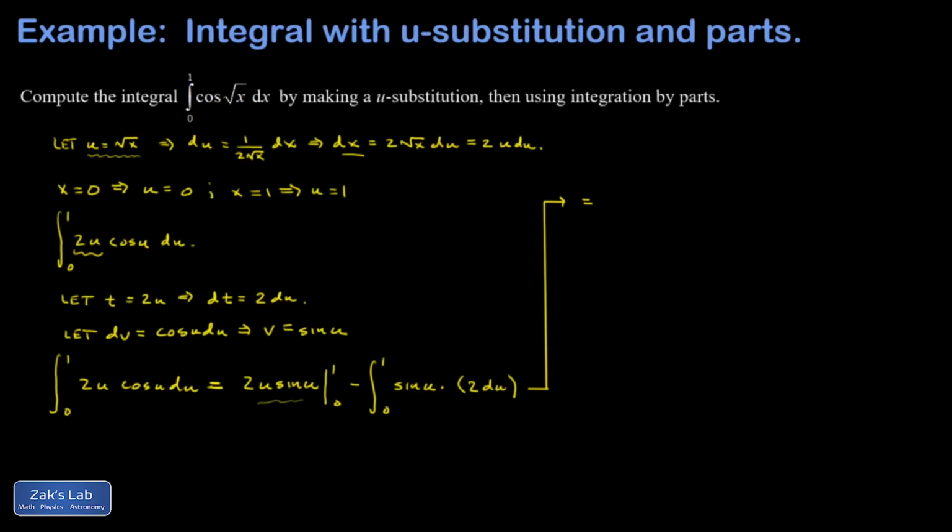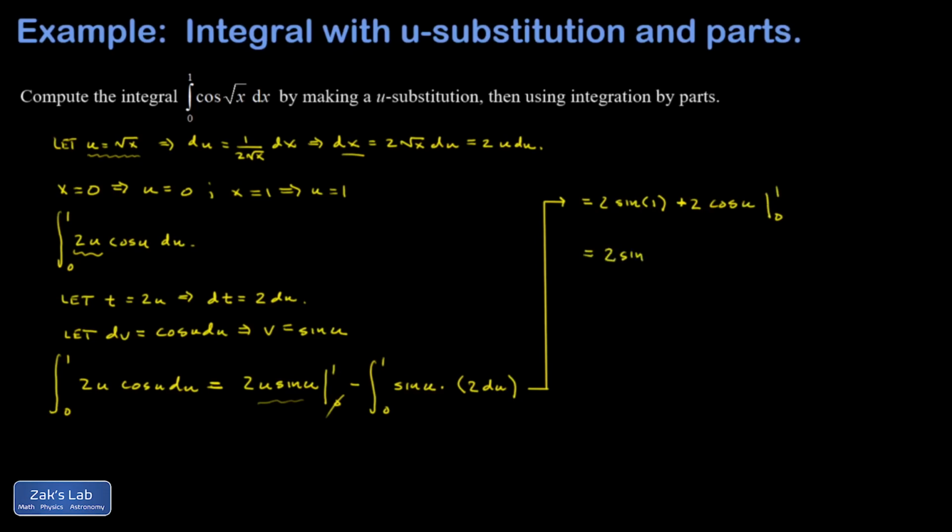When I plug in the lower limit, I end up with 0 times the sine of 0, and both of those pieces are 0, so that's gone. The upper limit is the survivor here, and that's going to be a 2 sine of 1. Then for my leftover integral, I'm going to bring the 2 out in front. And the integral of sine u is negative cosine u. So I'm going to combine the minus sign with the minus sign out in front. So I end up with a plus 2 cosine u evaluated from 0 to 1.